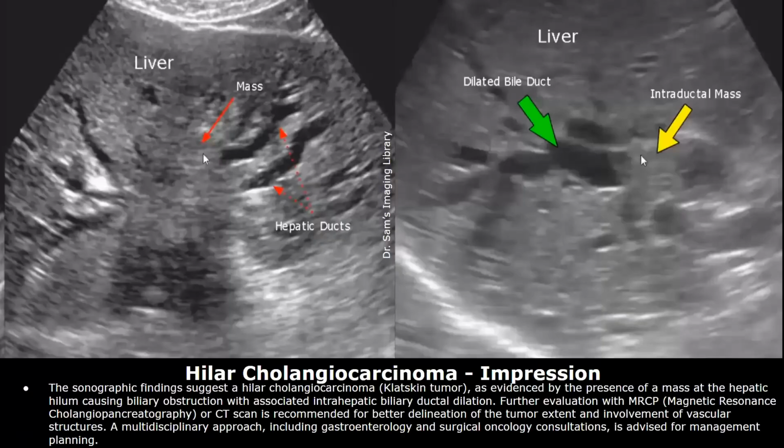The pancreas, kidneys, and other organs are normal. This is the impression. The sonographic findings suggest a hilar cholangiocarcinoma, also known as Klatskin tumor, as evidenced by the presence of a mass at the hepatic hilum causing biliary obstruction with associated intrahepatic biliary ductal dilation. Further evaluation with MRCP or CT scan is recommended for better delineation of the tumor extent and involvement of vascular structures. A multidisciplinary approach including gastroenterology and surgical oncology consultations is advised for management planning.